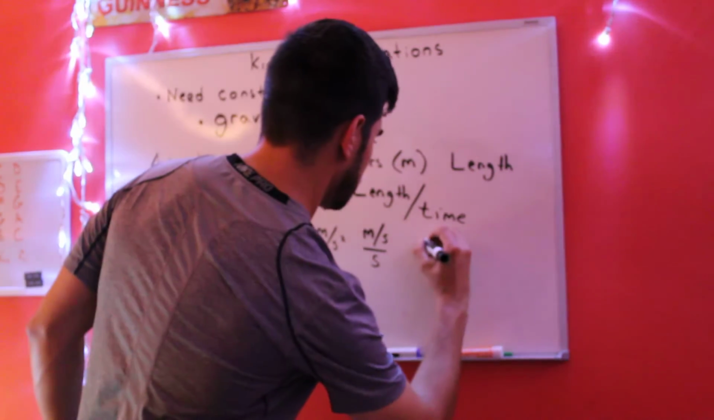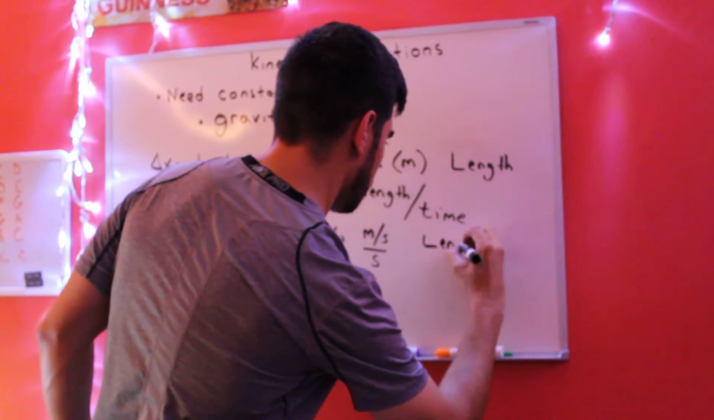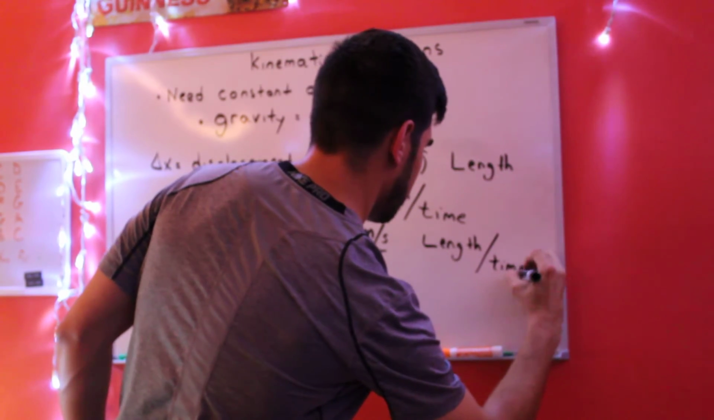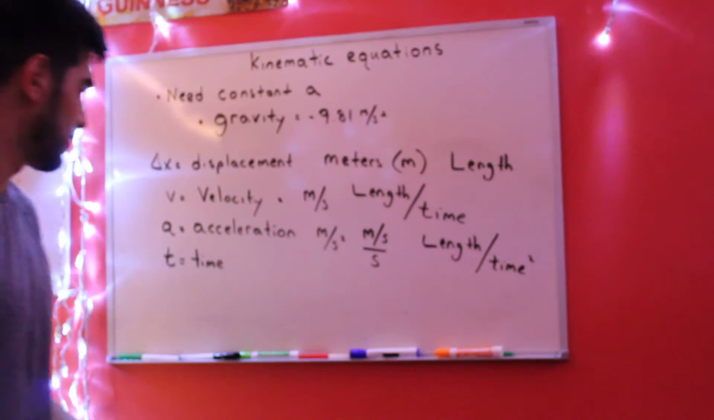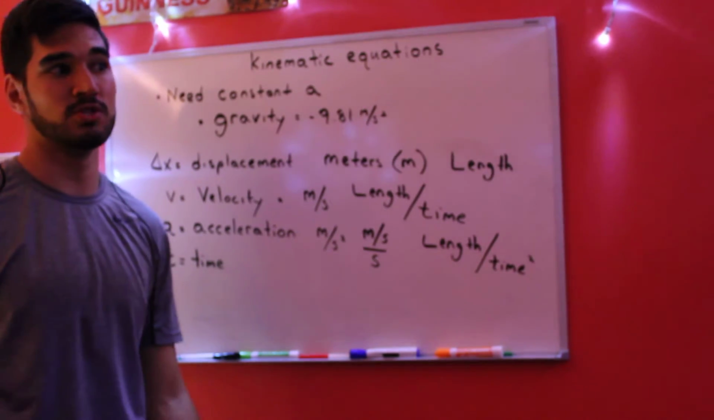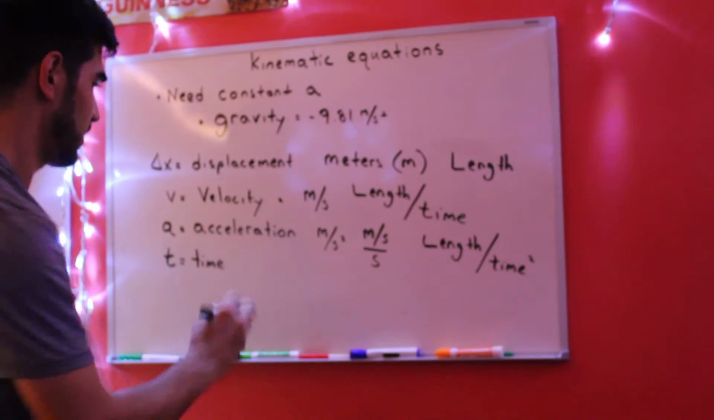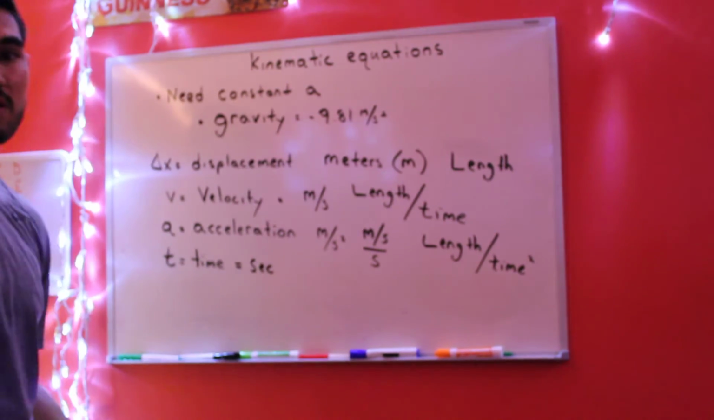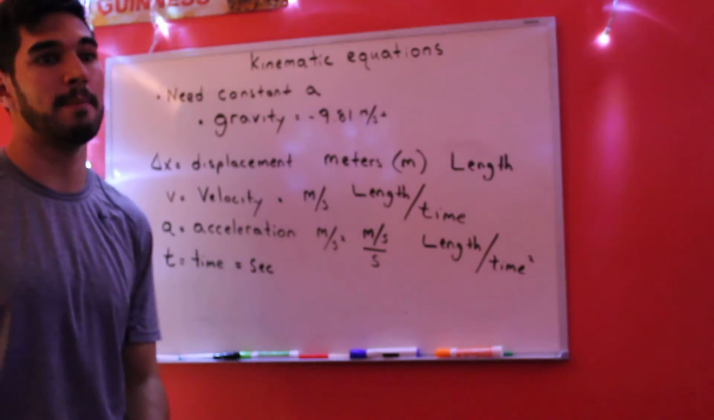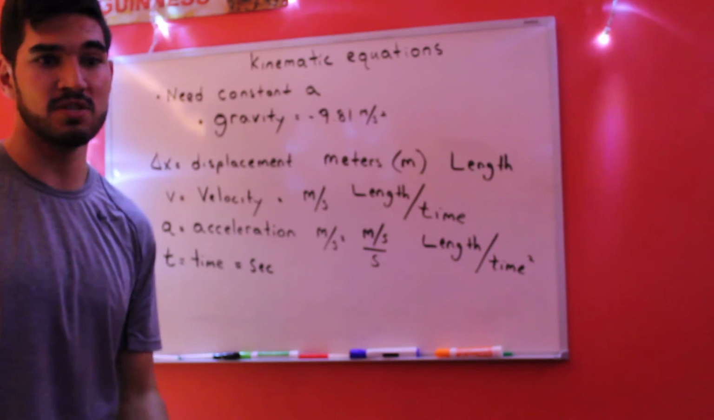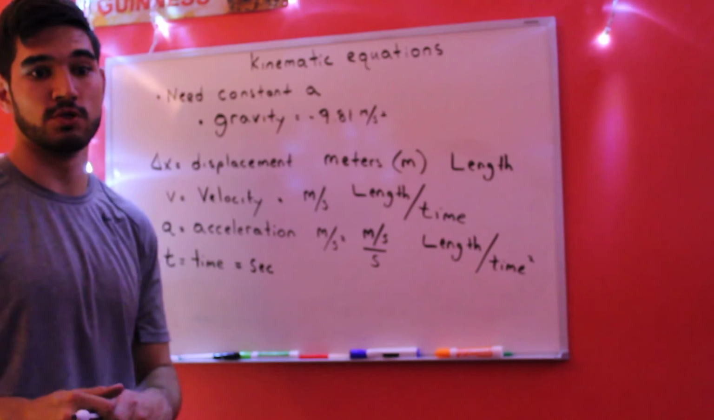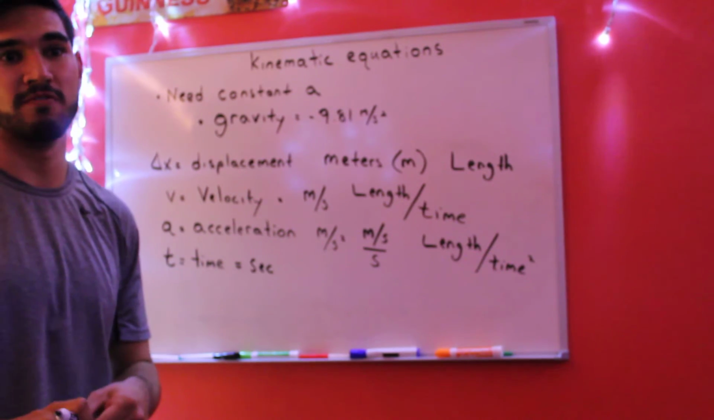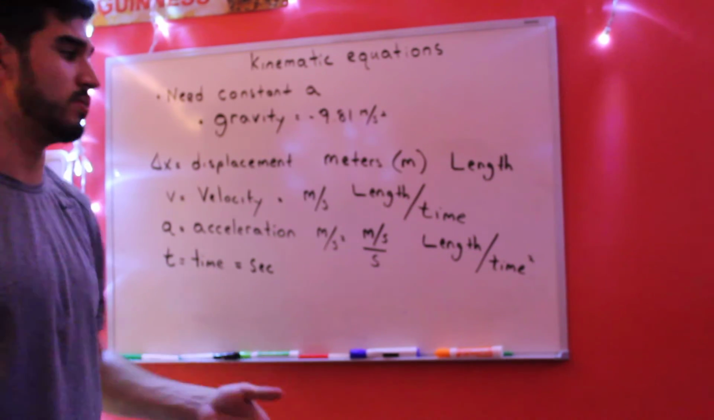Another way of writing this is length divided by time squared. And last we have time. Time is just a unit of existence, and we measure it in seconds, and it's an independent variable. It's happening no matter what. And some people might even argue that it's an artificial construct of man, but realistically we had to find a way to quantify existence, so we use time.